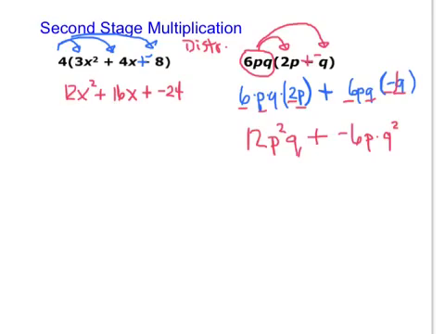Now I need to look at these. Are these like terms? If they're like terms, then I can go ahead and add them. But if I look at this closer, I have p to the second q, p and q to the second. These are not the same, because if they were the same, the exponents on each variable would have to be exactly the same. So here, what I'm doing is I'm distributing and then just using my properties of exponents to finish this out, just like I did with the first stage multiplication.